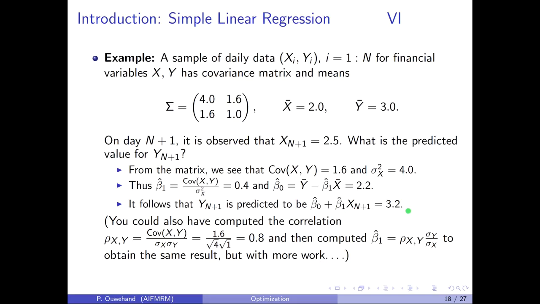That's 3.2. You could also have computed the correlation from the covariance matrix. The correlation between x and y is just the covariance divided by the product of the standard deviations. So that's 1.6 divided by the product of the square roots of 4 and 1. And that's 0.8. And then we could compute beta 1 hat as the correlation times the standard deviation of y divided by the standard deviation of x, and we would obtain the same result.